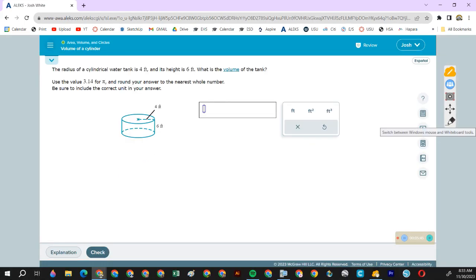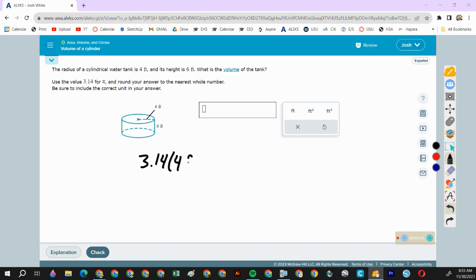So volume of a cylinder, the area of the base is going to be 3.14 times 4 feet squared. That gives me this area. Then I multiply it by the height. And you'll notice I have 1, 2, 3 copies of feet. So this is going to be a volume. That is the volume of the entire cylinder. Oh, there's no cone in this one. So that's just going to be the answer.